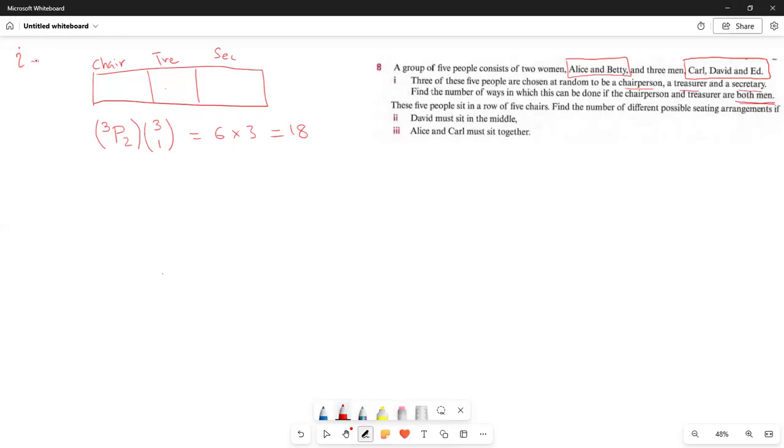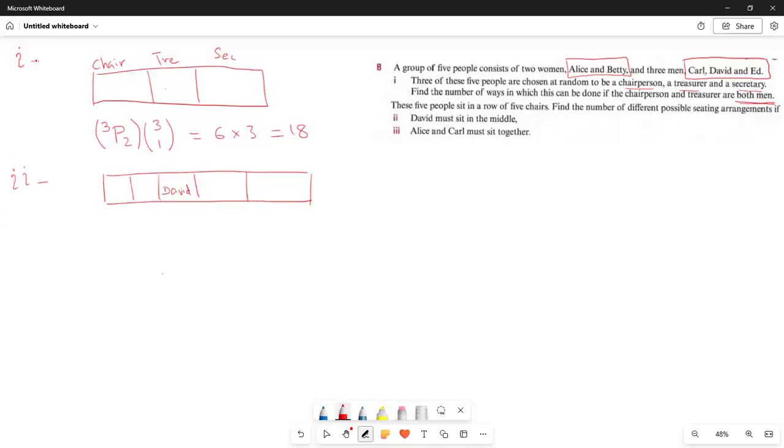Now part 2. David must sit in the middle. These 5 people sit in a row of 5 chairs, so now you can see that the order is also important. Find the number of different possible seating arrangements if David must sit in the middle. Now I have 5 chairs, 1, 2, 3, 4, 5, and David must sit in the middle.